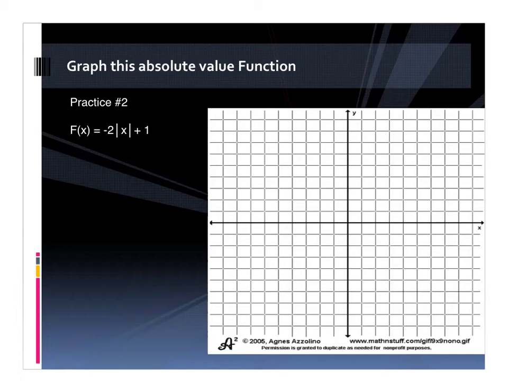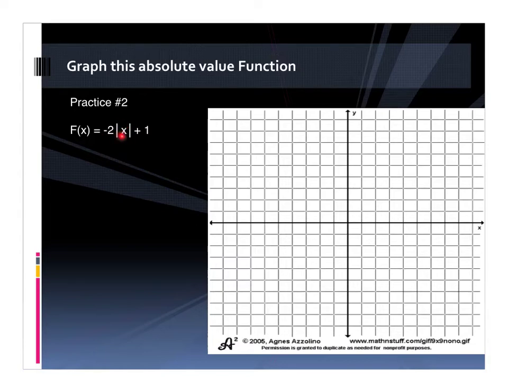In this problem, we have a couple things going on. Once again, we have a number on the outside. It's going to move it up or down. In this case, when we're adding, it's moving it up. On the outside, when it's added, it's moving up. When it's negative, on the outside, it's moving down. So this 1 here is going to move it up. We also have a negative 2 out in front, and that's going to change how wide or narrow our graph is. And let's see what happens when we plug in the numbers.